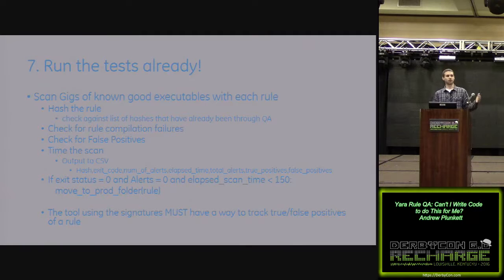But basically, you just want a good set of known stuff so that if your rules create an alert on this known good stuff, it's not a good rule. It's going to go wild in your environment and create mass false positives. So you just want known good things to scan against.